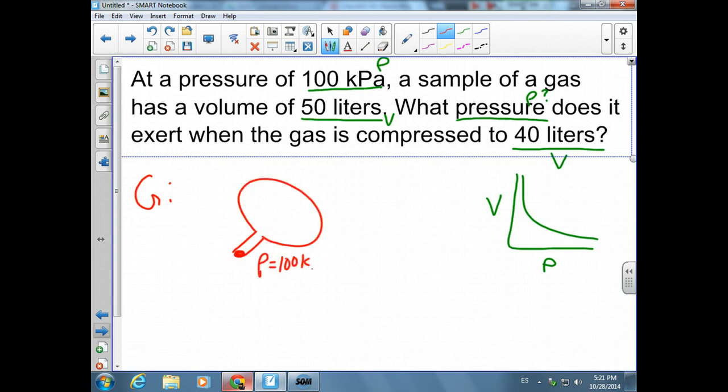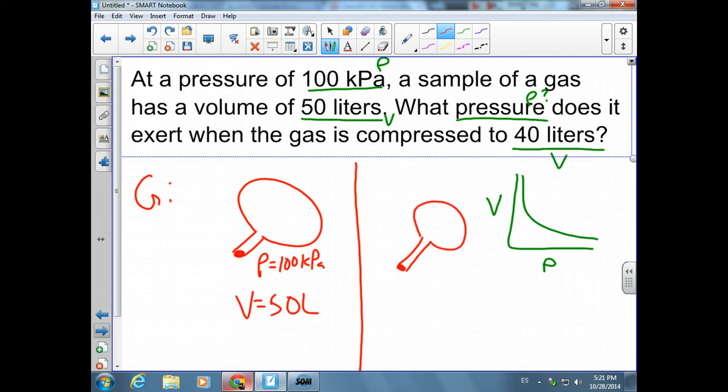So if I were to draw this in my given, I've got a pressure of 100 kPa, and I've got a volume of 50 liters. Second picture, the volume went down. So the balloon got smaller. So now my V is 40 liters. And my pressure is the thing that I don't know. Now that pressure is going to be in kPa when I'm done though.